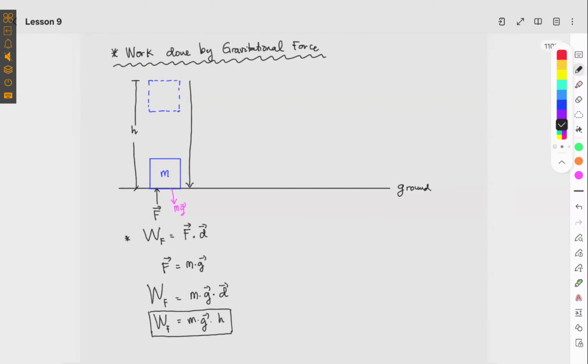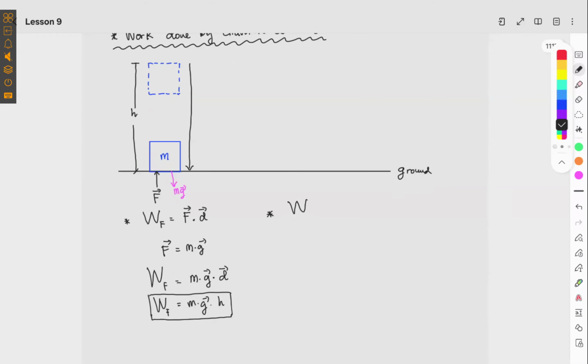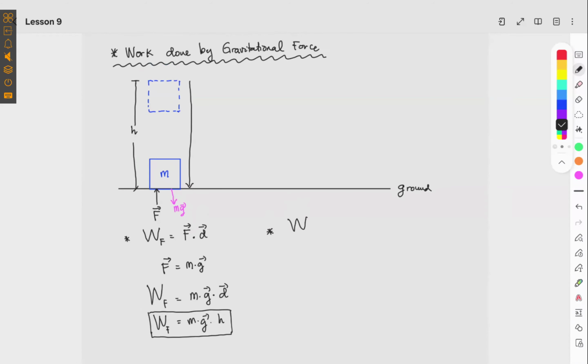The force of gravity. The work done is by the gravitational force, the gravitational force, yeah.